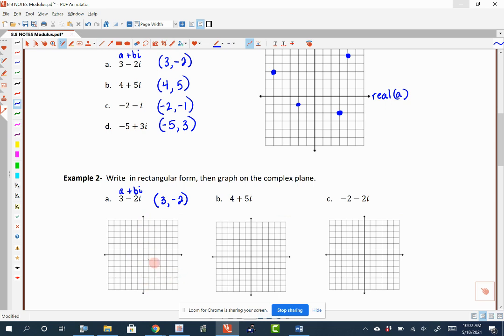I'm not going to label my axes anymore. We know that we would go 3 on that positive real axis and then down 2. And then 4, 5. So again, we have that A plus BI. So 4, comma 5. And then we lastly would have, let's see, -2, comma -2. So from our origin, -2, -2. Let's go ahead and turn the page.